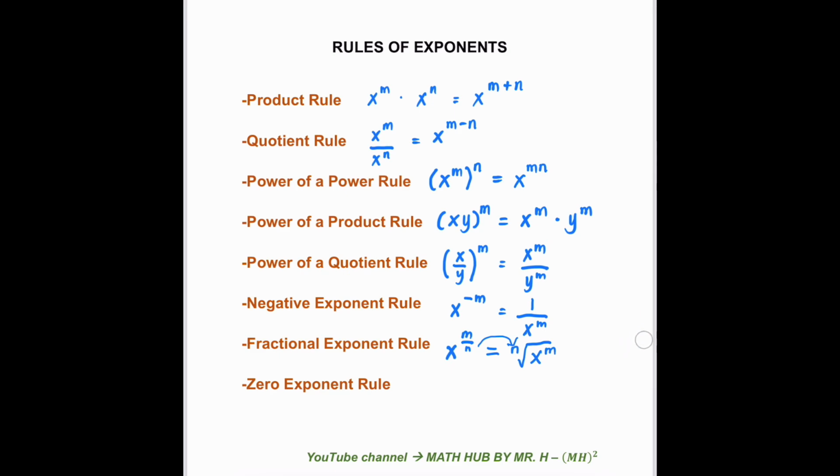So the last row is, I'm sure everyone is aware of this. We have the zero exponent row. Any number that's raised to 0 will be equal to 1.